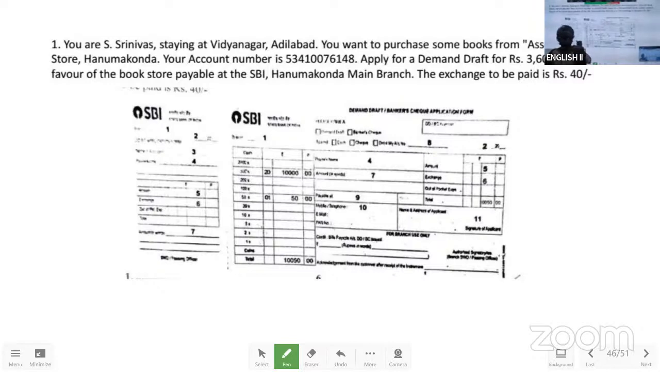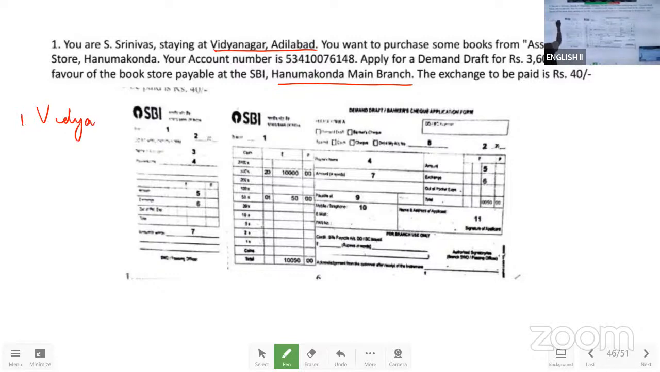Now here, the first one is branch. Here many of them write Hanamkonda main branch. This is the main mistake. You are staying at Vidyanagar, Adilabad. So your branch will be Vidyanagar. So the first one is not Hanamkonda main branch, but Vidyanagar.